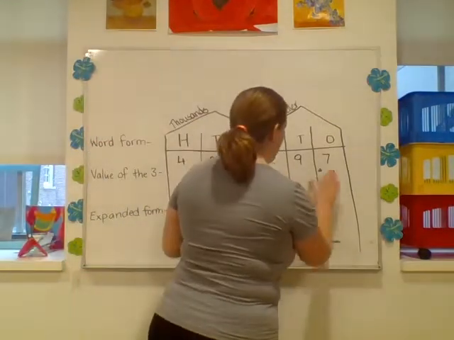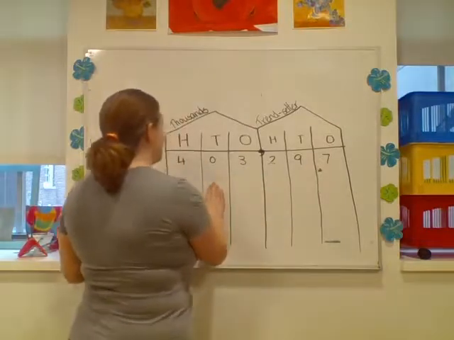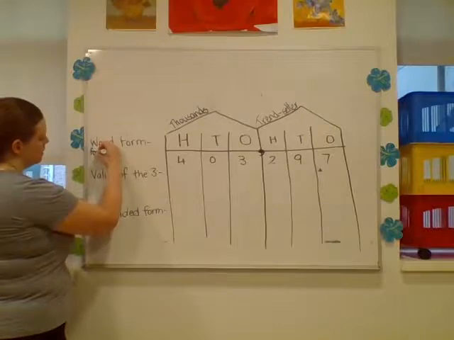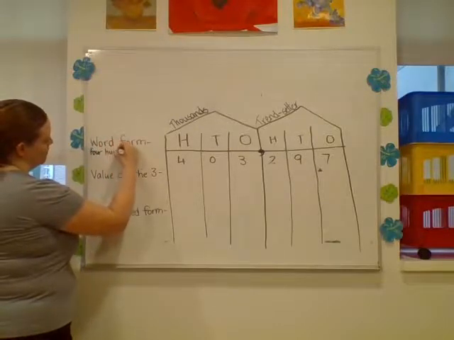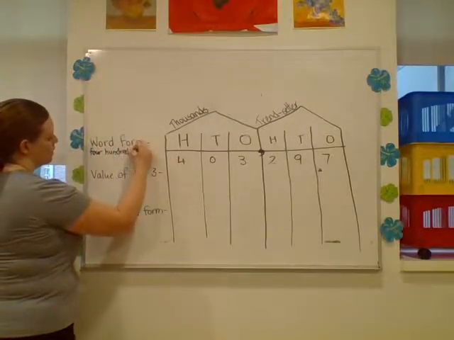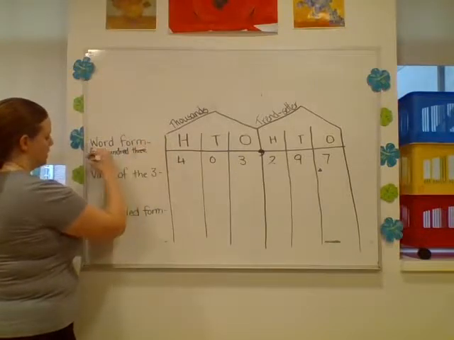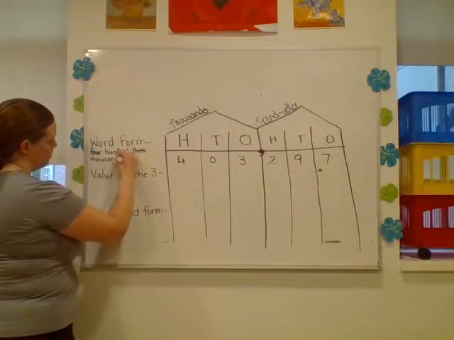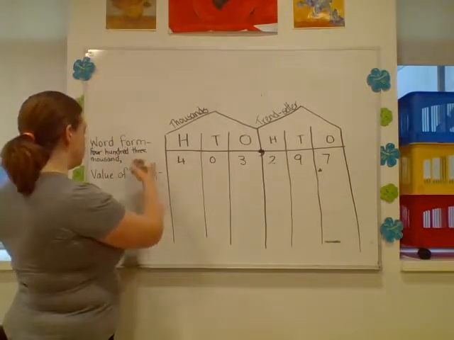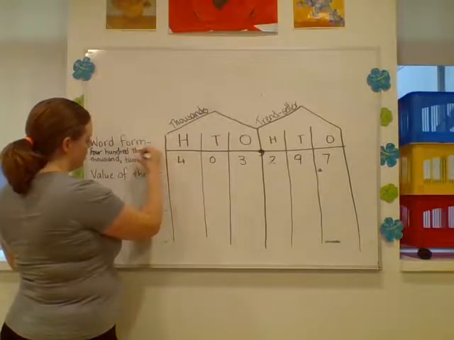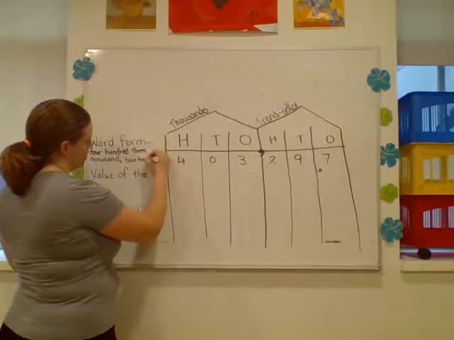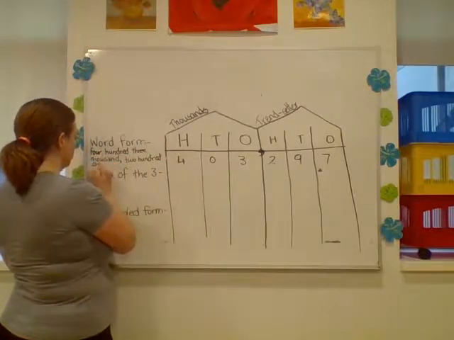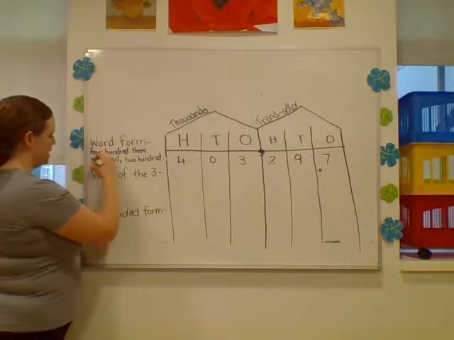27,428. Okay, so I can now write that in word form. So I have 403,000. And then I put my comma in. And then I have 297. Oh, silly me. 97.